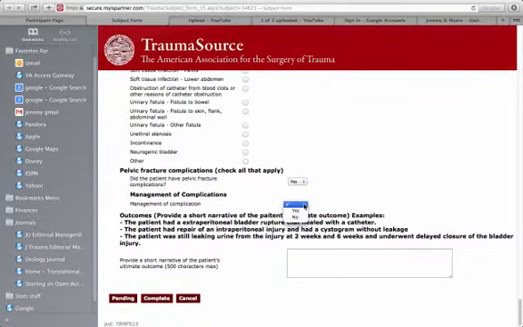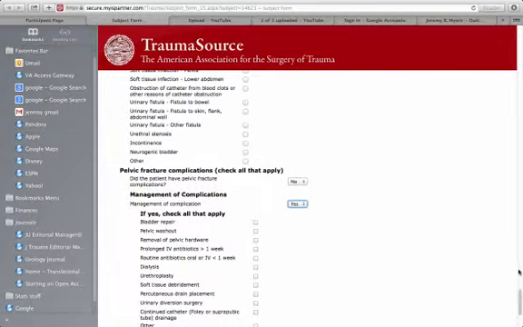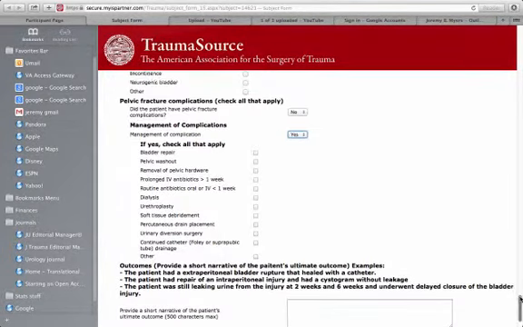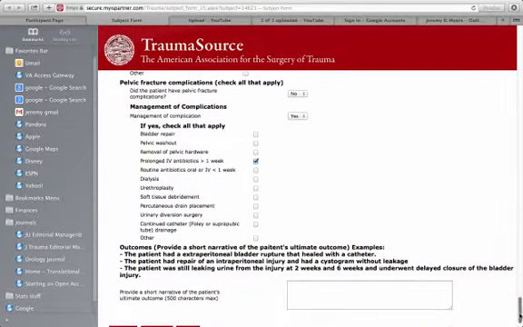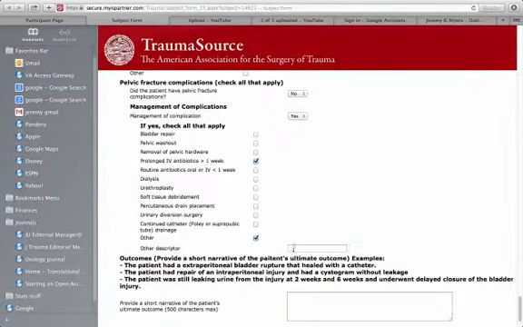Management of complications, we'll say yes. And these are some of the management options that we envisioned. So this patient was admitted to the hospital, and he underwent prolonged IV antibiotics, greater than a week, due to his urosepsis and the hardware that was in place. These are some of the other options, and then of course you can check other and put in a descriptor.